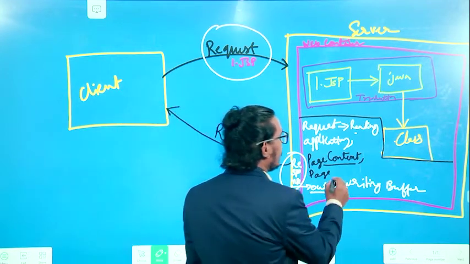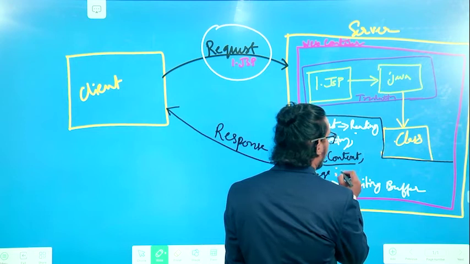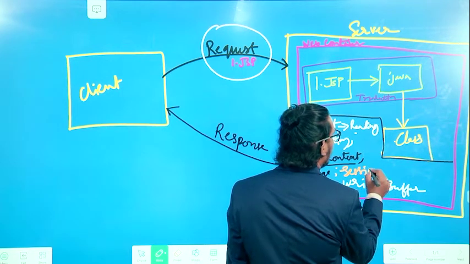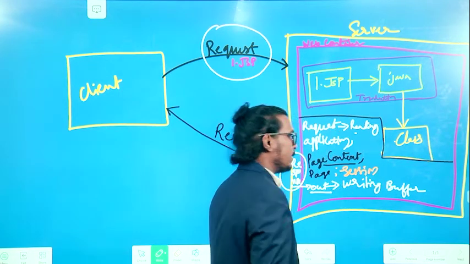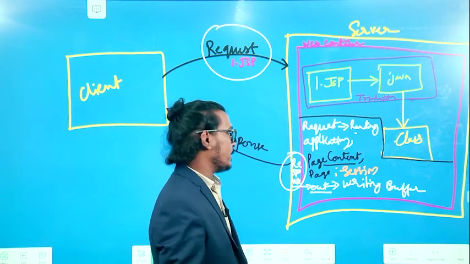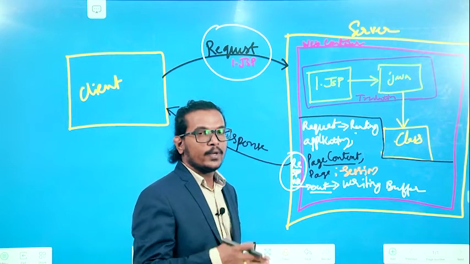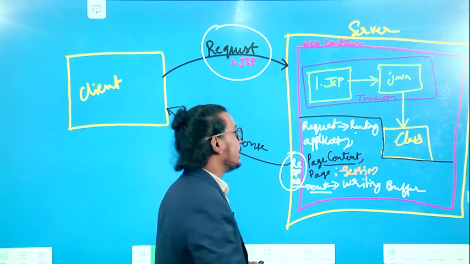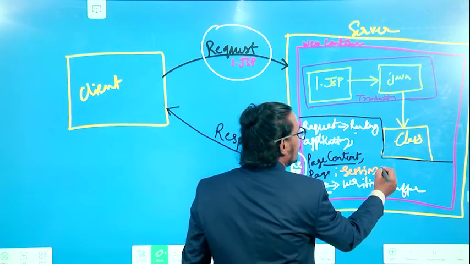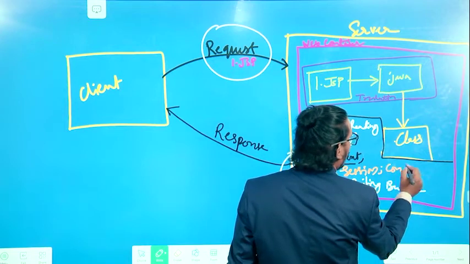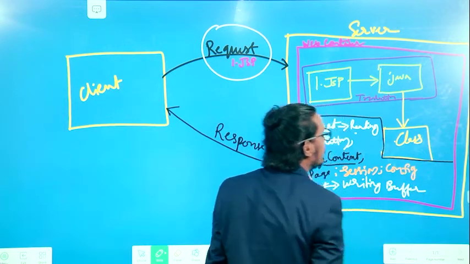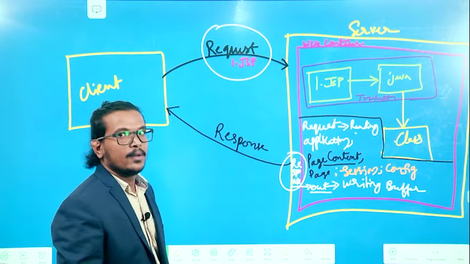After that, if we are talking about some security parameters, there we are using the session object. If you want to configure or initialize any parameters in your server machine, for that we are using the config object.